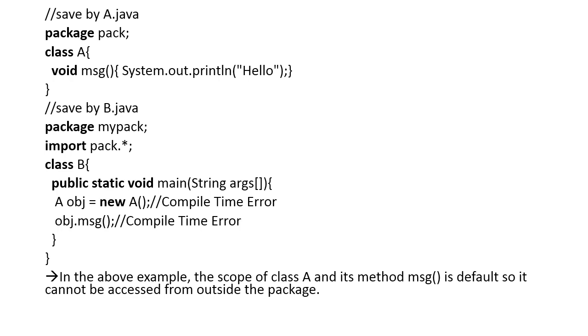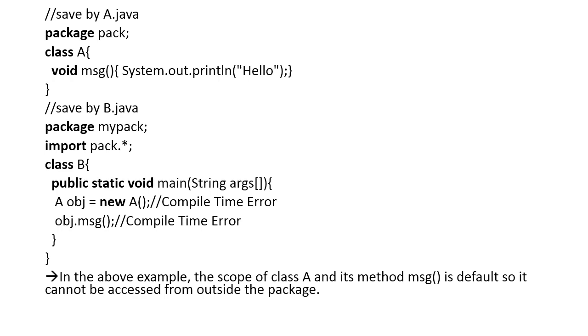Second package is package mypack. Import pack.*, class B, public static void main. I will create the object of the class A, but here you can see that class A is not declared public, so it takes default. You know the access specifier of default: only within the package, not outside the package. If I am trying outside the package, then I will get a compile time error.